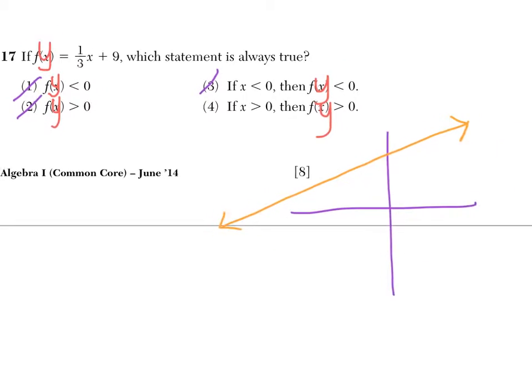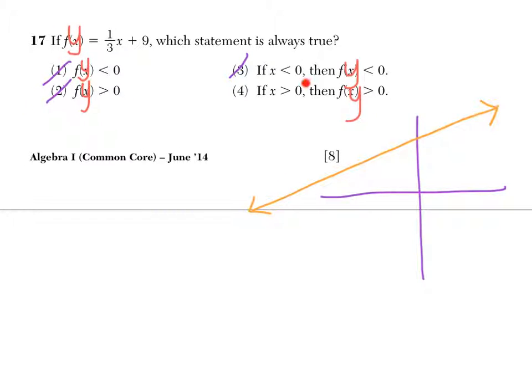This is saying if x is larger than 0, y is always larger than 0. So here's where x is larger than 0. Will y always be above here? And the answer is yes.